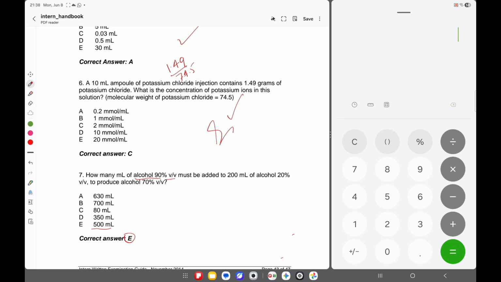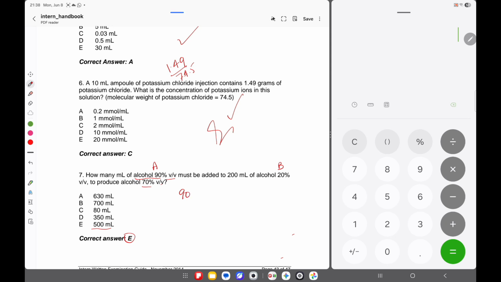I'm repeating my words: 200 ml is not the final volume, rather it is the volume of one component. There are two components. Number one is 90% alcohol and the second component is 20% alcohol. And by mixing these two concentrations of alcohol, we have to achieve 70% volume by volume of alcohol. So we will use the alligation alternate method.